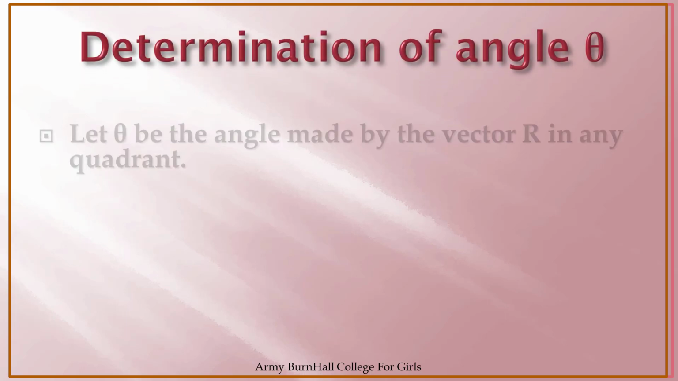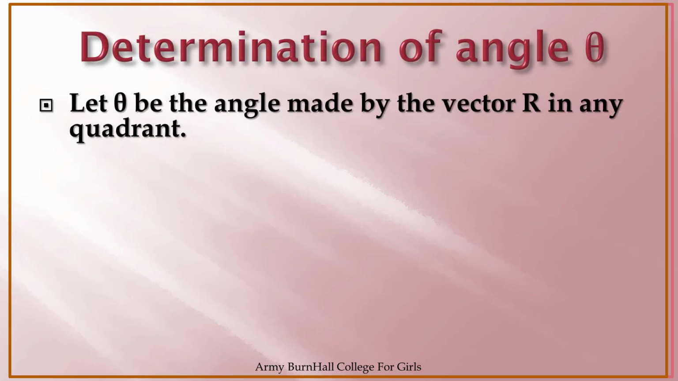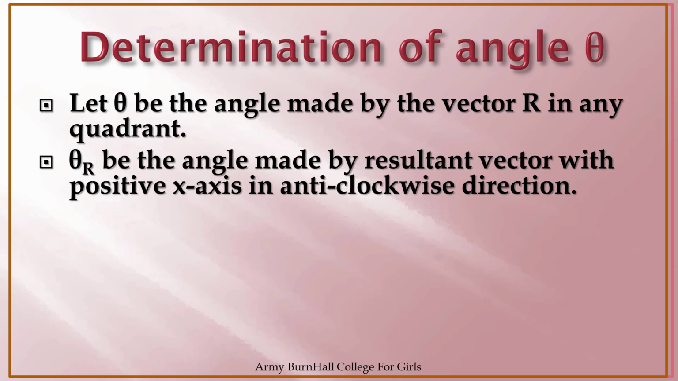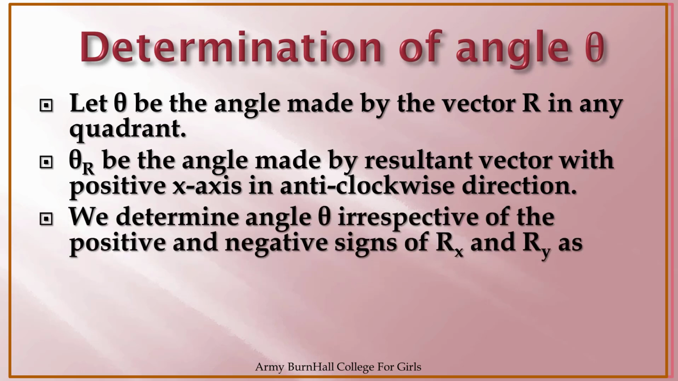How are we going to calculate that? Let theta be the angle made by the vector R in any quadrant. This theta which we are going to calculate will be lying in any quadrant, first, second, third or fourth, and theta R be the angle made by the resultant vector with the positive x-axis in the anti-clockwise direction. The angle which we are going to calculate for the resultant is the angle with the positive x-axis in the anti-clockwise direction. Then we will determine the angle theta irrespective of the positive and negative signs of Rx and Ry, as theta is equal to tan inverse of Ry by Rx.